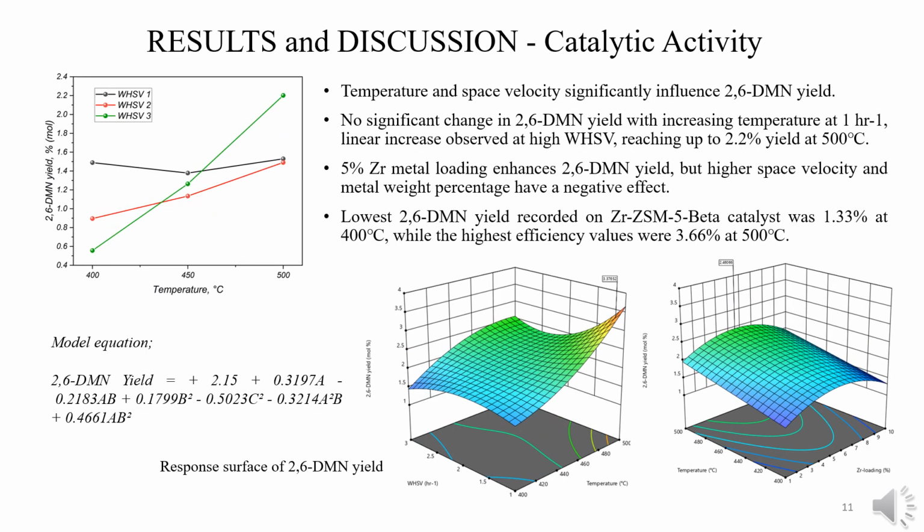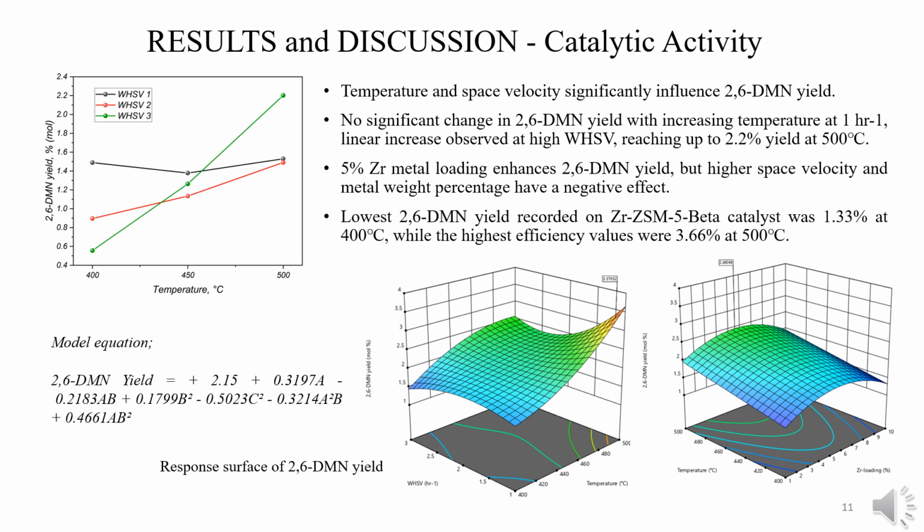Now, a look at the effect of temperature, space velocity, and zirconium loading on 2,6-dimethyl-naphthalene yield. From the results of the catalytic tests, it was observed that temperature and space velocity were the significant parameters that affected the 2,6-dimethyl-naphthalene yield. Interestingly, at a lower space velocity, there was no significant change in 2,6-dimethyl-naphthalene yield as temperature increased. However, at higher space velocities, a linear increase reaching up to 2.2% at 500 degrees Celsius was observed.